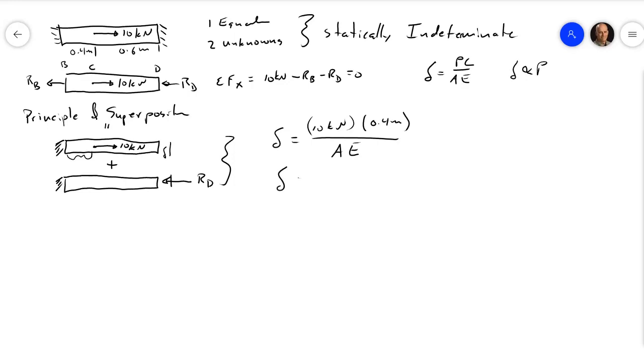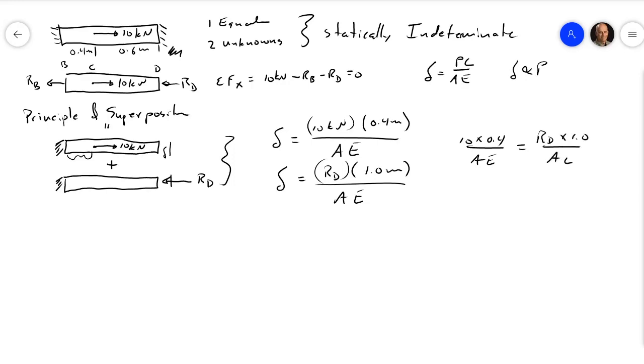So we have another deflection that will be the reaction at D, and that will act over the whole length divided by AE. And these two deflections have to be the same to get back to the case where there's no deflection at D. And so that means that 10 times 0.4 over AE equals RD times 1.0 over AE.